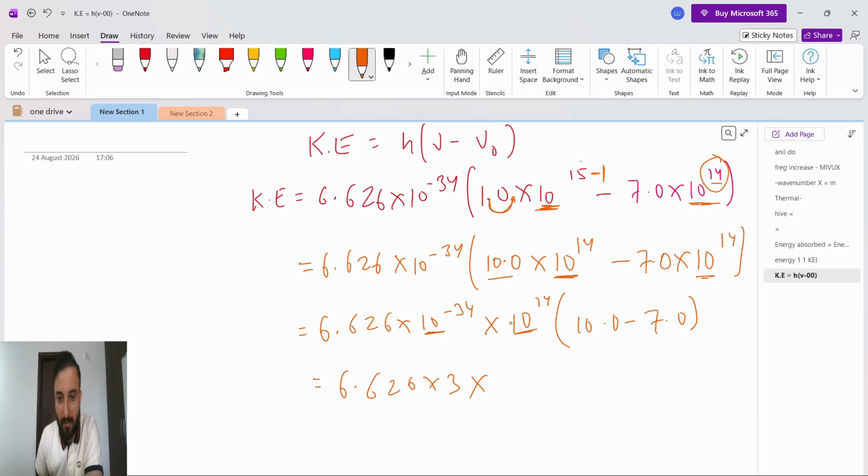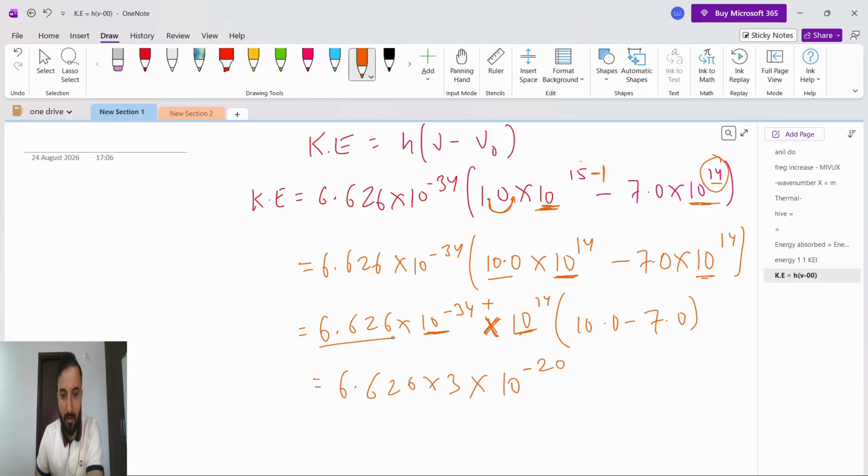When the bases are the same and it is multiplication, what will happen? We know the powers will get added. So minus 34 and plus 14. How much will it be? 10 to the power of minus 20. If you don't know, use a calculator.